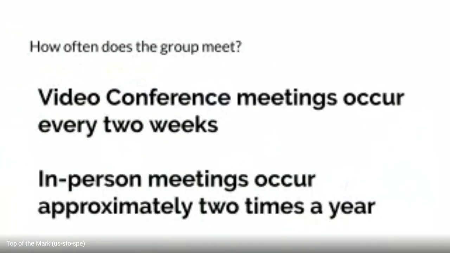How often does the group meet? So we have two different types of meetings. We have video conference meetings and we have in-person meetings. The video conference meetings occur every 2 weeks. We had the last one, I guess, about a month ago. In fact, today was supposed to be the day that we were going to have another video conference meeting, but we don't typically do one very close to an in-person meeting. So we skipped that one today.